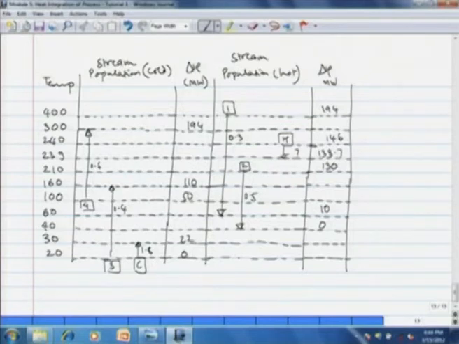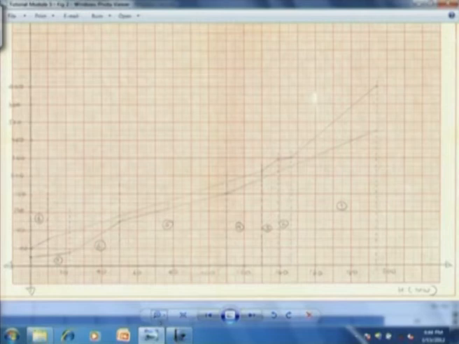We have two hot streams, 1 and 2, and one hot utility, and the minimum temperature for hot streams is 40 degrees centigrade. So we take that as the basis, 0 enthalpy at 40 degrees centigrade, and then we list the enthalpies for different intervals. When we plot temperature versus enthalpy, we get the TH diagram, or composite enthalpy interval diagram, the composite curve diagram.